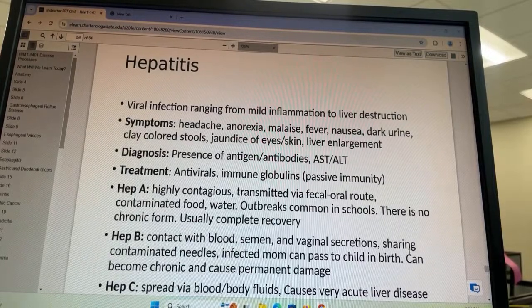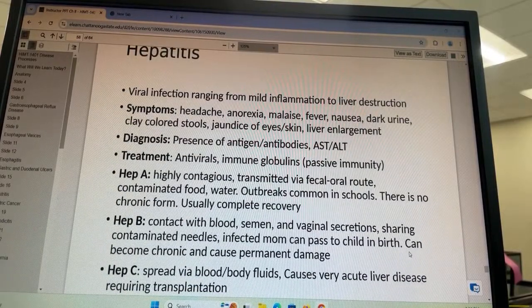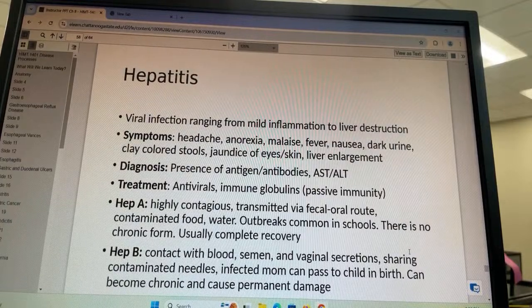All right, we're actually almost through this one, so that's only got a few slides left. All right, so hepatitis. Itis means what? And hep refers to which organ? So inflammation of the liver, okay?